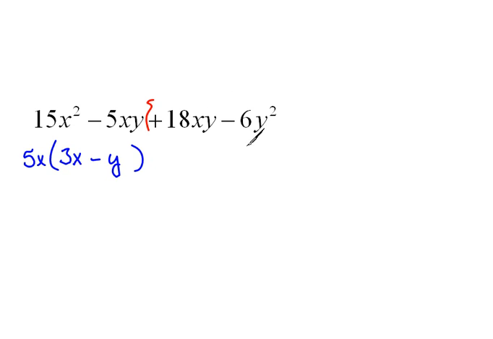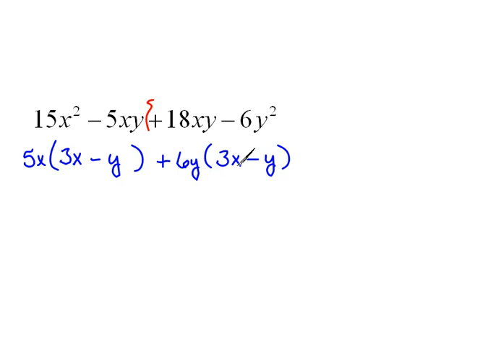Now we look at the next 2 terms. They both have a 6 and a y in common. So I'm going to pull out the 6y. 6y times what would give me back this term? That would be 3x. And 6y times what would give me negative 6y squared? That would be a negative y. Now we had to pull out a positive 6y in order to make that happen.